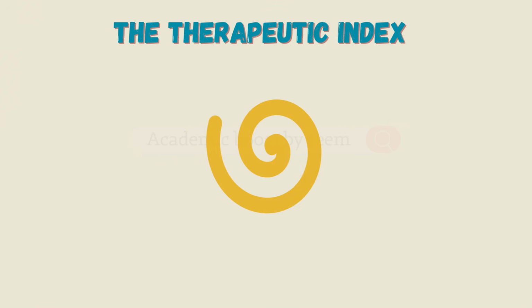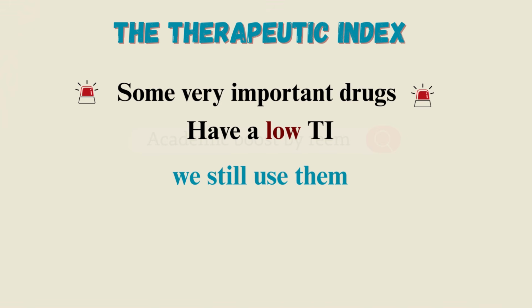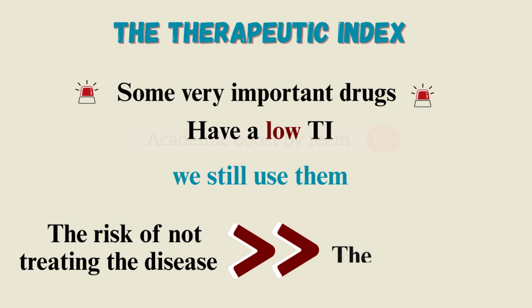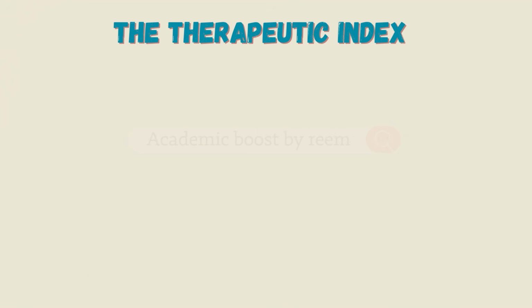But here is the twist. Some very important drugs have a low therapeutic index, and we still use them because the risk of not treating the disease is far greater than the risk of side effects. Let's look at some examples.